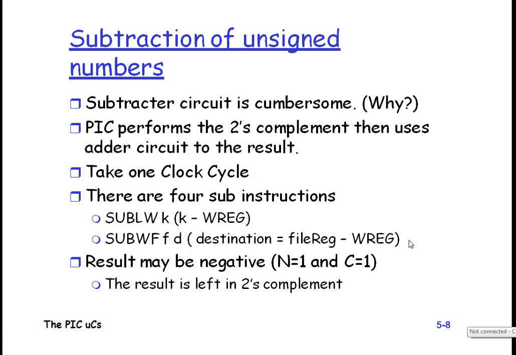Subtraction of unsigned numbers. A subtractor circuit is not used in a good way. Why? PIC performs the 2's complement, then uses the adder circuit to get the result. So for subtraction, we will perform 2's complement, which takes one clock cycle. There are 4 SUB instructions given. Its result may be negative. For this purpose, the negative flag will be 1 and the carry value also 1. So this will be performed using 2's complement.